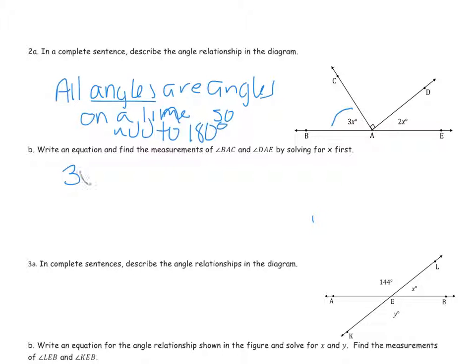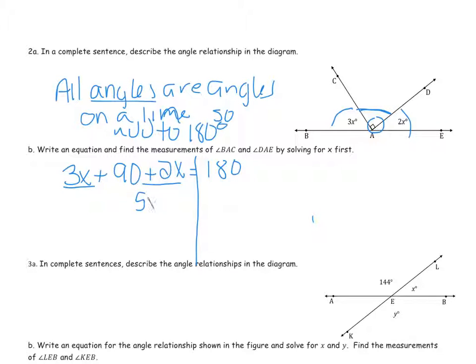We have 3x plus, and this is a right angle, so I know that it's 90 degrees, plus 2x equals our 180 degrees. And now it's simply solving that equation. So if you really did a nice job and are good at solving equations, this should be a piece of cake. The first thing we have to do is combine like terms.